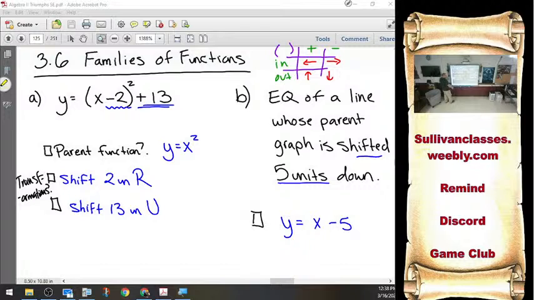Now I know that you have the whole 2 and 13. I'm going to say, did you have 2 with right? Did you have 13 with up? Was your parent y equals x? And then did you have the minus 5 at the end without parentheses? So something out of 5. Make sure you have those.